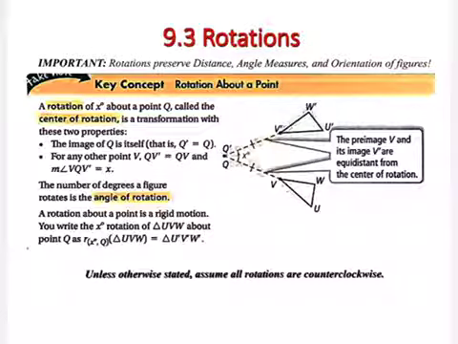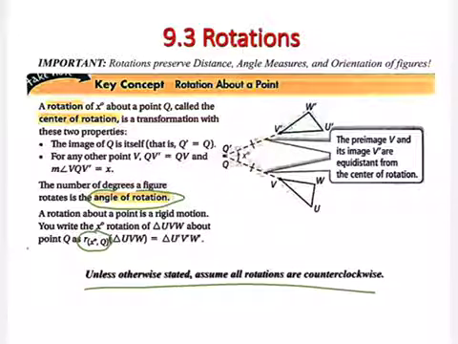The number of degrees a figure rotates is referred to as the angle of rotation. When we write a rotation rule, we use a lowercase r, followed by the degree of our rotation, and then the center of rotation. Unless otherwise stated, we're going to assume all rotations are done counterclockwise. For this class, we're going to focus primarily on rotations in the coordinate plane. So we're only going to deal with rotations of 90, 270, 180, and 360. And we're going to use some shortcuts to find those rotations.